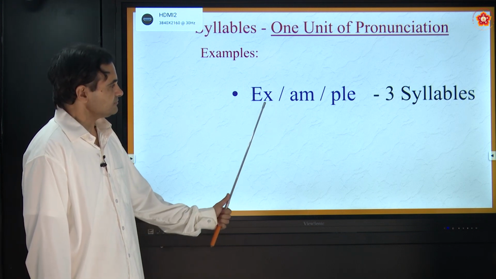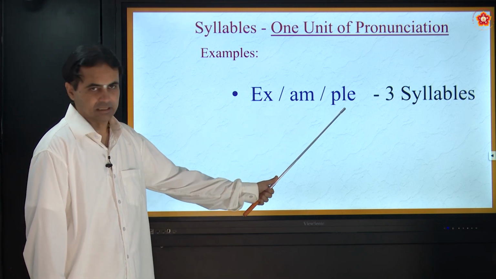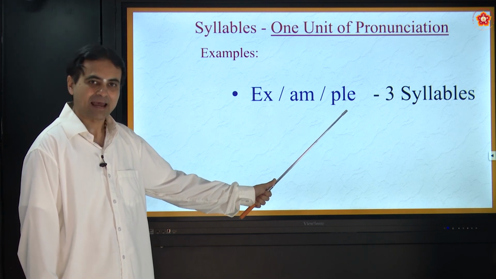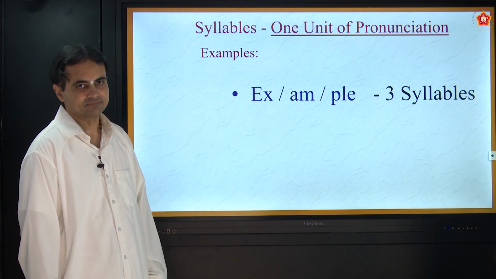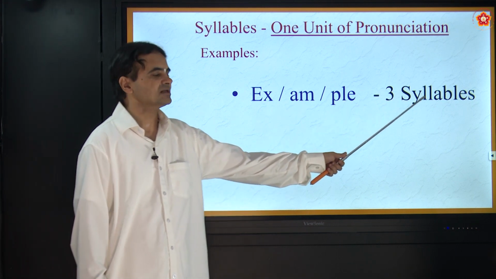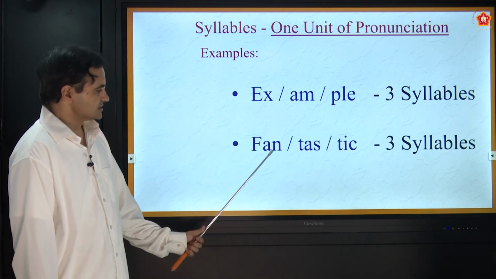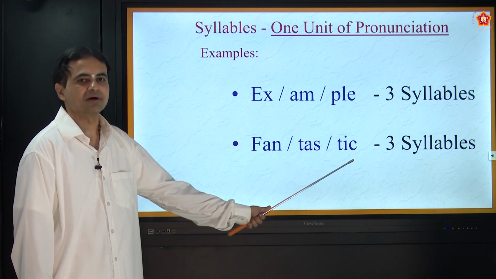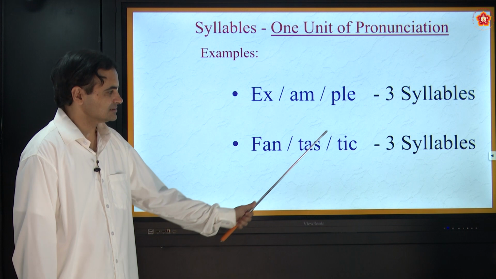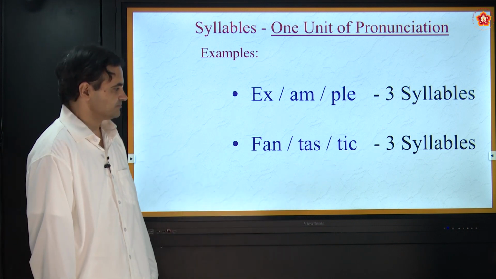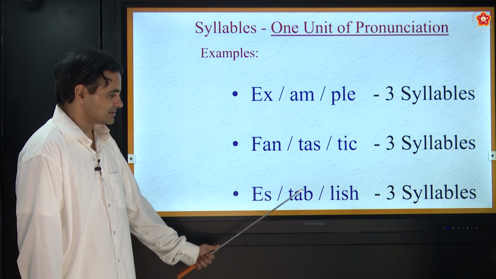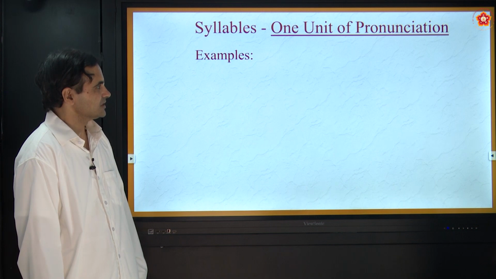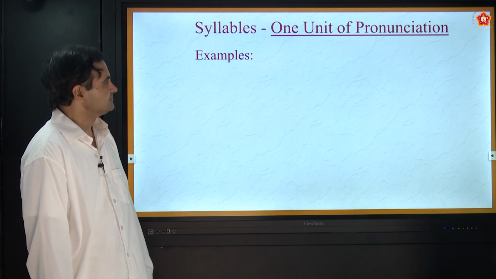Let's see next, 3-syllable words. Example. Just now I said example. So it's example. 3 times I am opening the mouth. Therefore, 3-syllable word. What is this? Fantastic. Again, 3 times I am opening my mouth. Fantastic. 3-syllable word. Establish. Establish. 3-syllable word. All right, let's move forward.